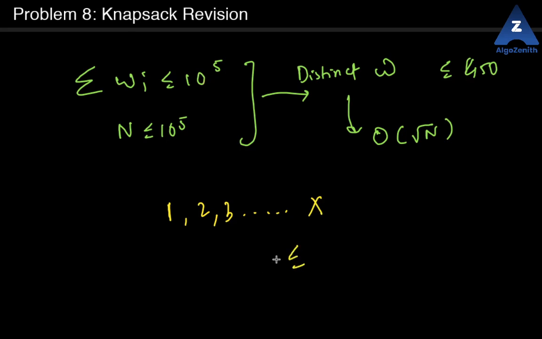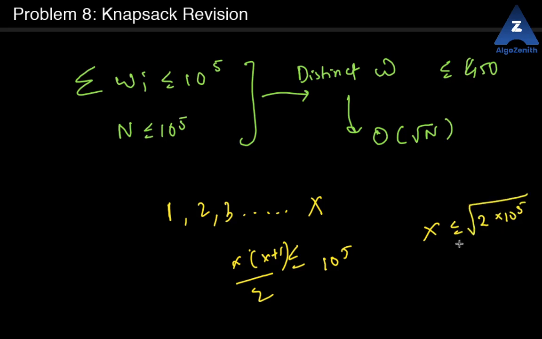So this would be something like x into x plus 1 by 2 has to be less than or equal to 10 to the power 5. So x has to be less than or equal to something of the order of the square root of 2 into 10 to the power 5. It turns out taking less than or equal to 450 is sufficient for this case. So there are order root n number of distinct elements.